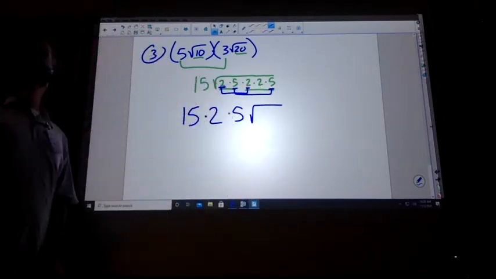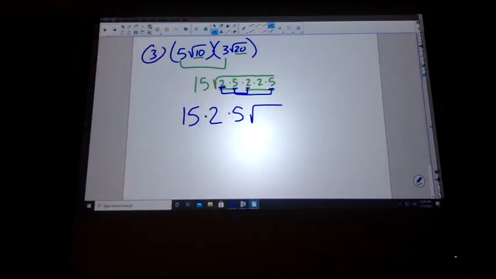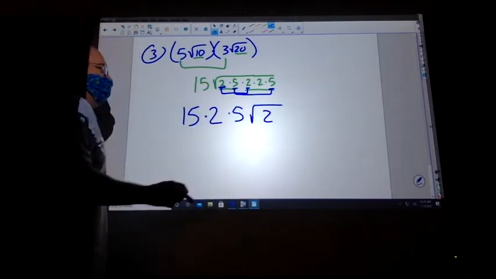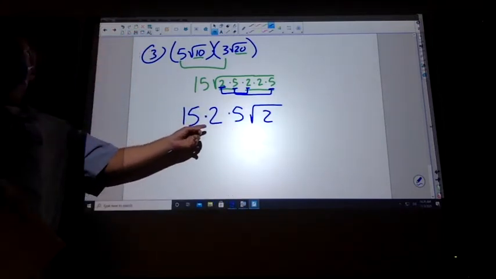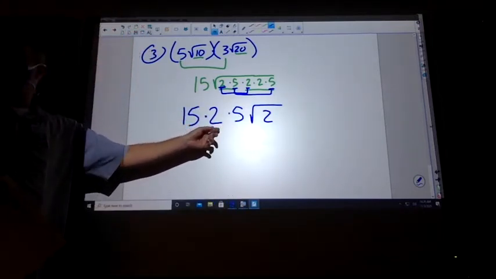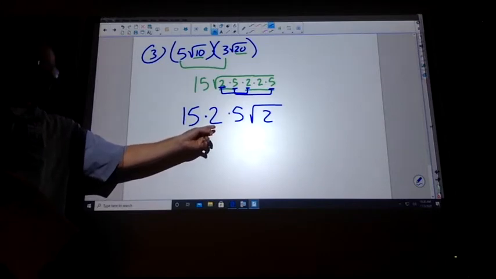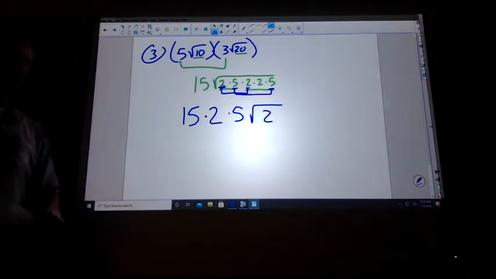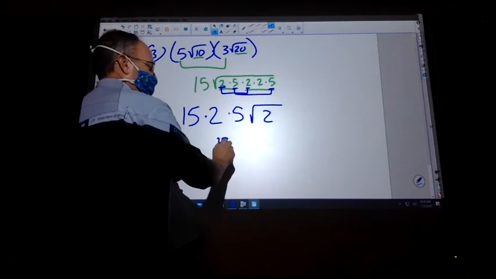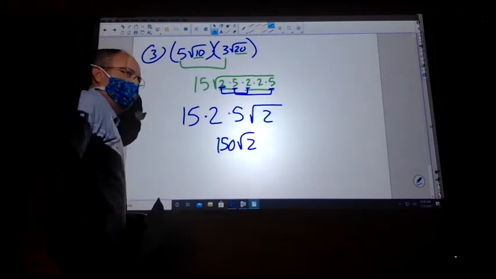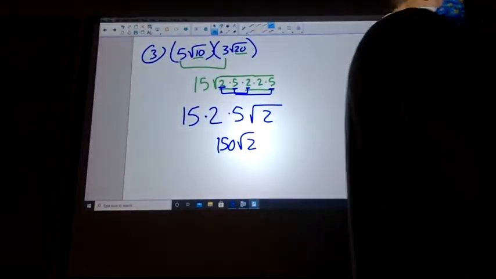What is left under my radical? 2. And then the last thing to do is you want to take care of the outside. So 15 times 2 is 30, I believe. 30 times 5, I believe, is 150. So I get 150 root 2. That's a multiple choice question as well.